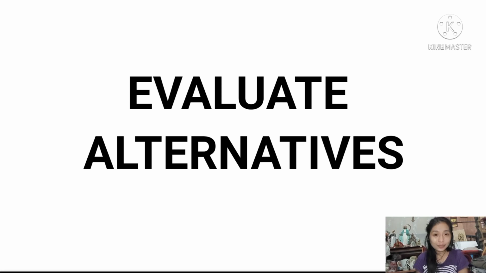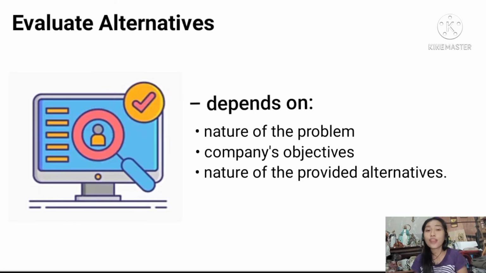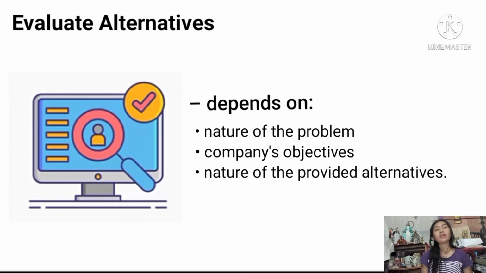Next is to evaluate the alternatives. It is very important to properly assess the alternatives after you figure out the viability of it. Evaluating alternatives depends on the nature of the problem, the company's objectives, and the nature of the provided alternatives. So, why do we need assessment? Proper assessment can make choice making less difficult since it was properly assessed.